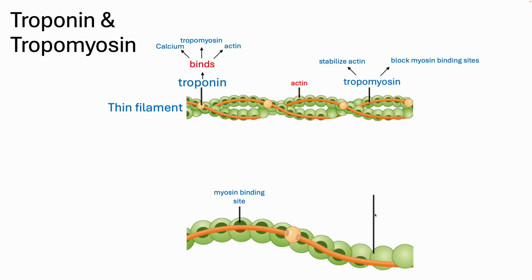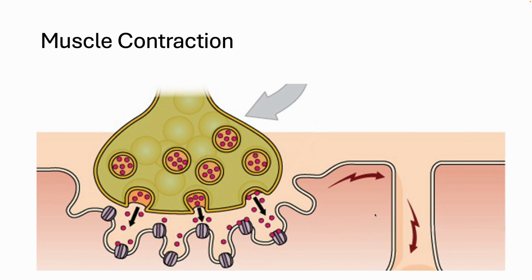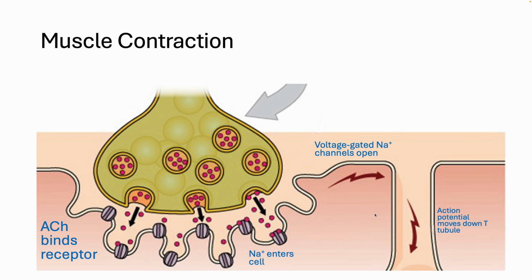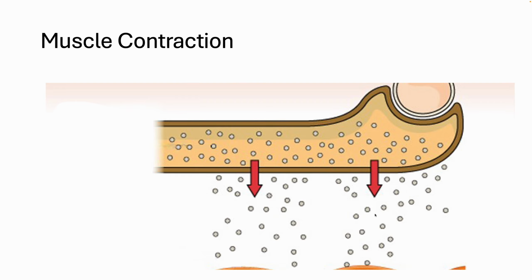So let's look at what happens as the action potential moves into the muscle cell. So action potential is going to move as voltage-gated sodium channels open. So we start with that happening. The positive charge moves along the membrane. So the action potential then moves down to the T tubule. The membrane depolarization that is happening here is going to trigger calcium release from the sarcoplasmic reticulum.